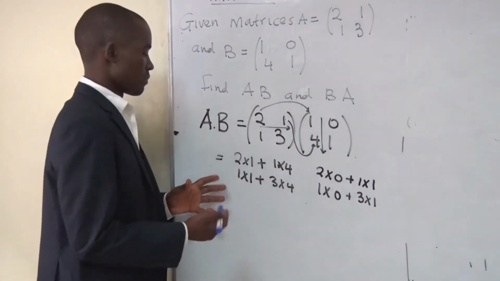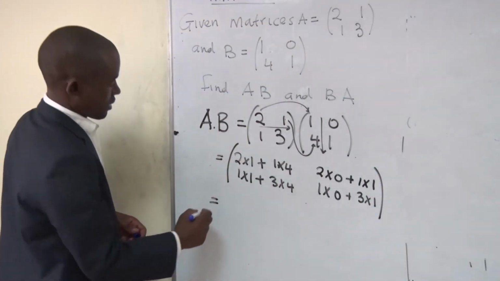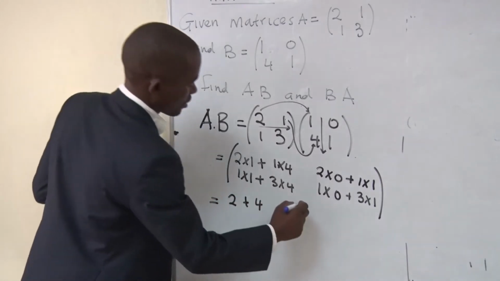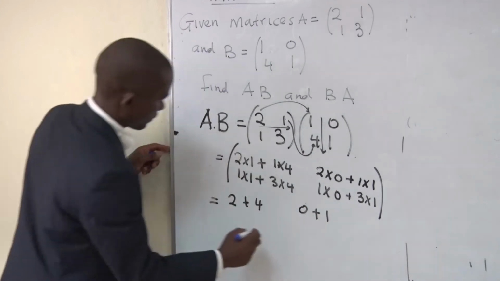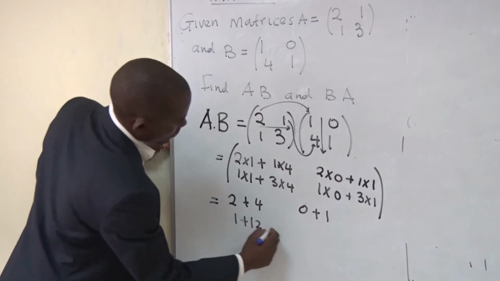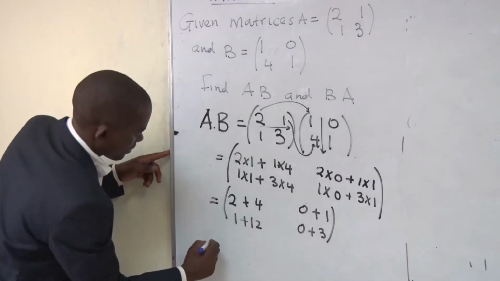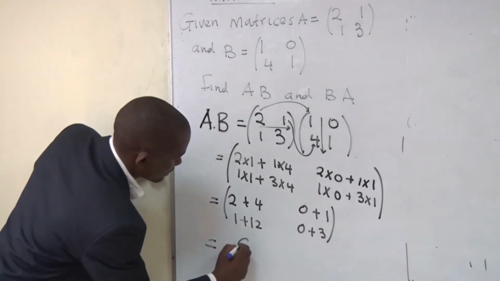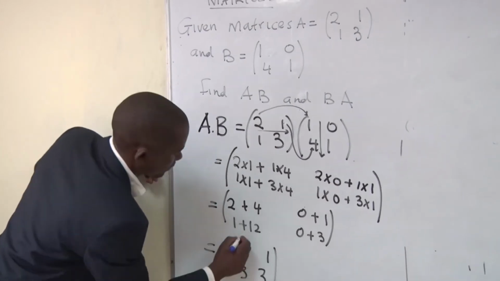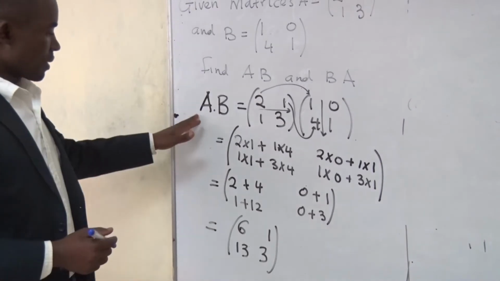What I need to do is to simplify. So I will just have to put this, then I will write 2 plus 4, that is 0 plus 1, this is 1 plus 12, 0 plus 3. This will be equal to 6, 1, 13, 3. So we have carried out the multiplication of A multiplied by B.